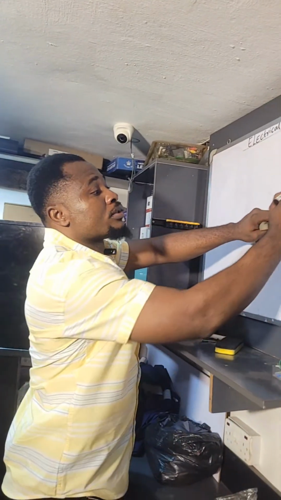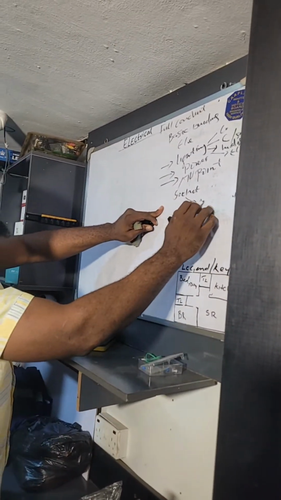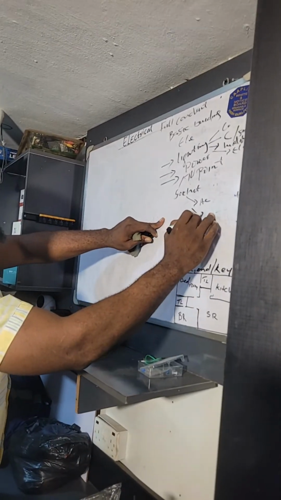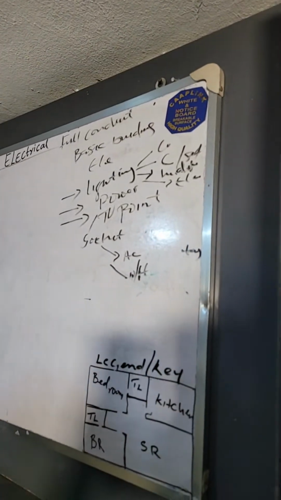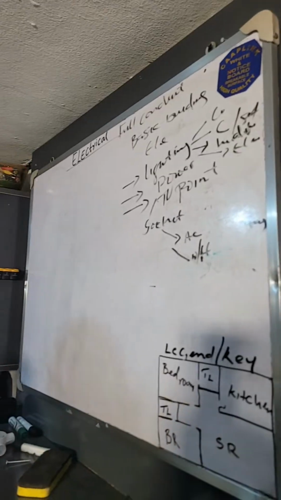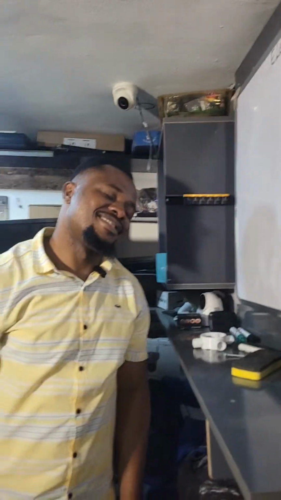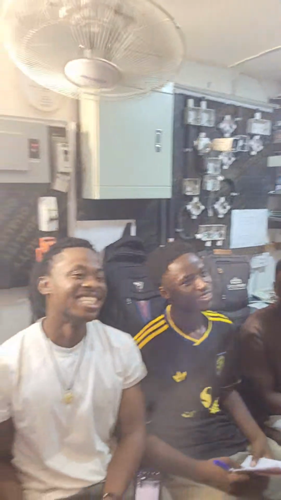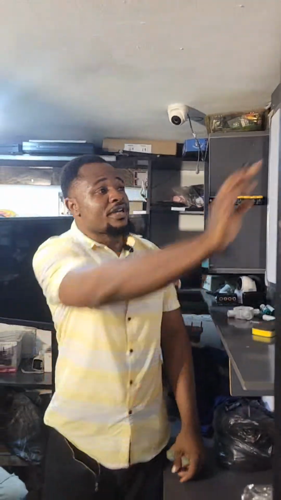Then our power point, you have our socket. We have our AC. We have our water heater. Am I communicating? What else do we have? Good. We have our CCU. What else again? We have socket, AC, water heater, CCU. What else?